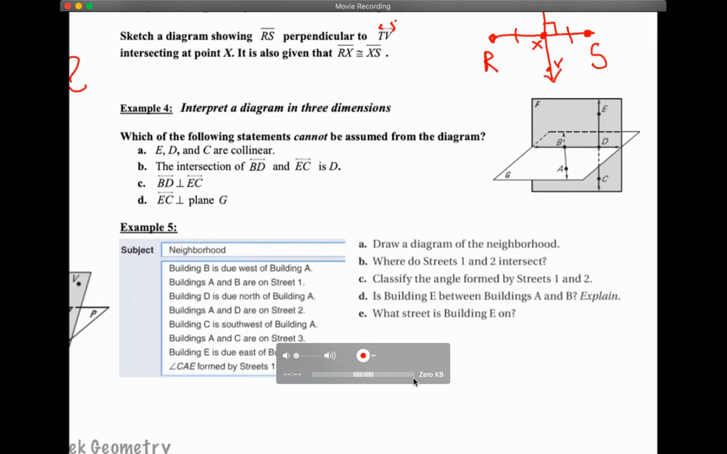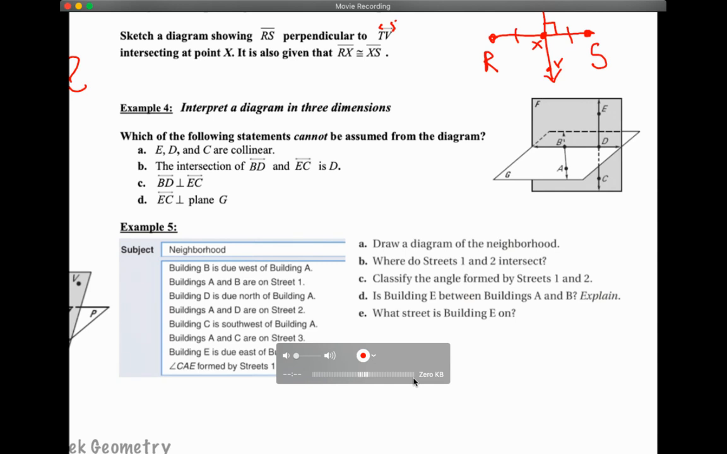Which of the following statements cannot be assumed from the diagram? So E, D, and C are collinear. Let's find E, D, and C. It looks like those are all on the same line. So I'm going to say that's okay. We could assume that, so we're not going to circle that.